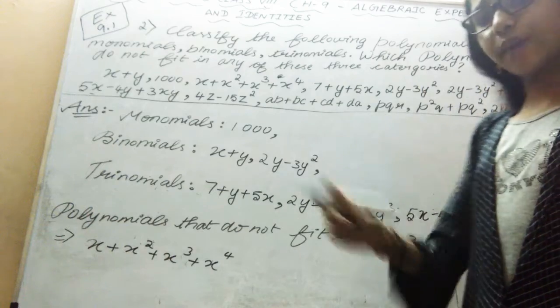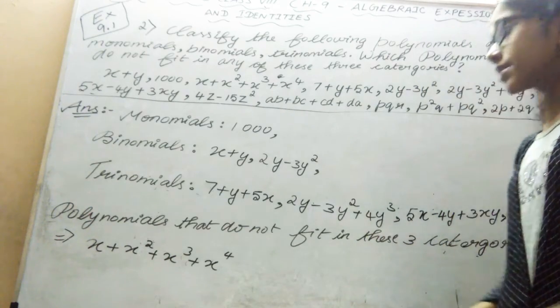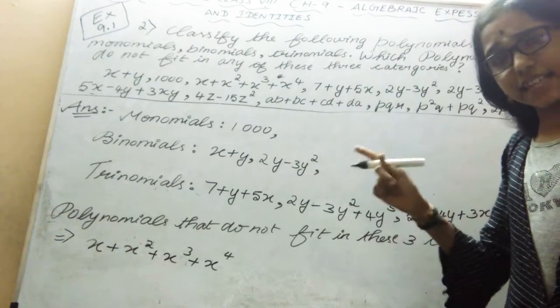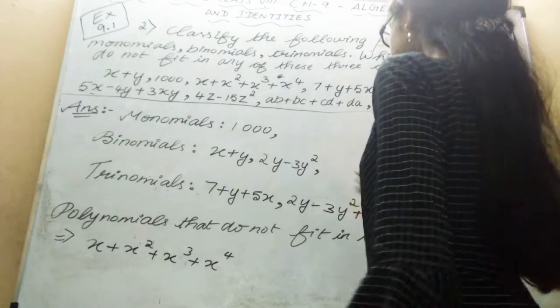So 4z is one term, minus 15z square is another term, and these two terms are separated by a minus sign. Since there are two terms in this expression, it is a binomial. So it is 4z minus 15z square.